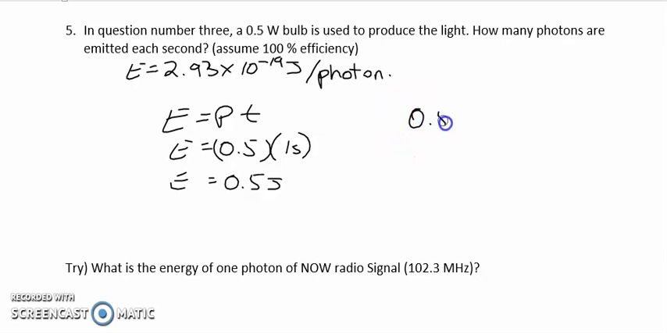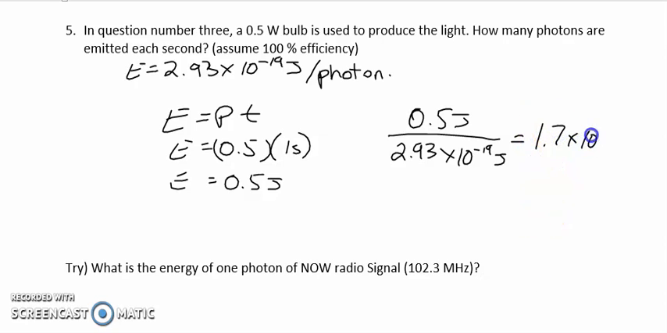So we take that 0.5 joules of energy that we've got, and we're going to divide it by that 2.93 times 10 to the negative 19 joules, which means that there are 1.7 times 10 to the 18 photons given off each and every single second. That's a lot of photons.